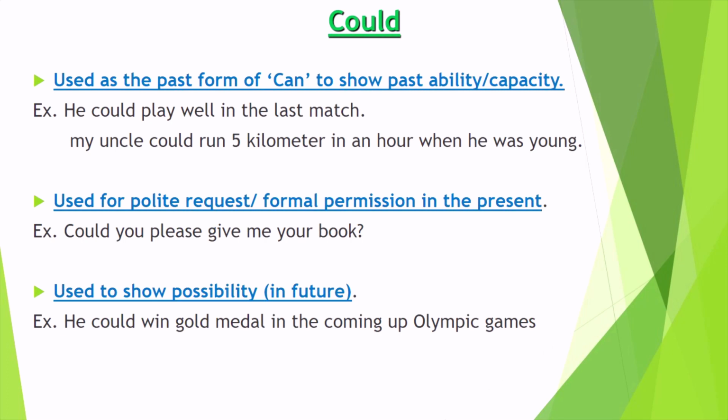If I talk about polite request or formal permission, could gives the sense of present. Earlier could was giving the sense of past ability or capacity, but here, while used for permission, it gives a sense of present, like could you please give me your book. Could is also used to show possibility somewhere, like he could win a gold medal in the coming Olympic Games.